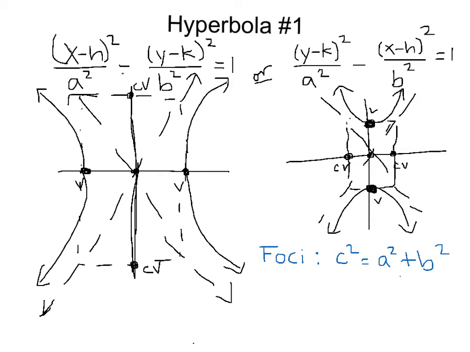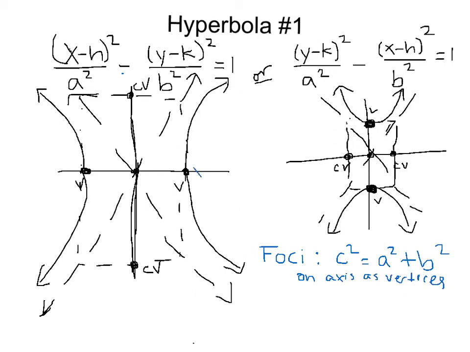They're always going to be opposite of each other. Do you remember ellipses? The standard form of the equation had a plus here, and the foci equation was a minus, so they're opposite signs. And again, they're on the same axis as the vertices.